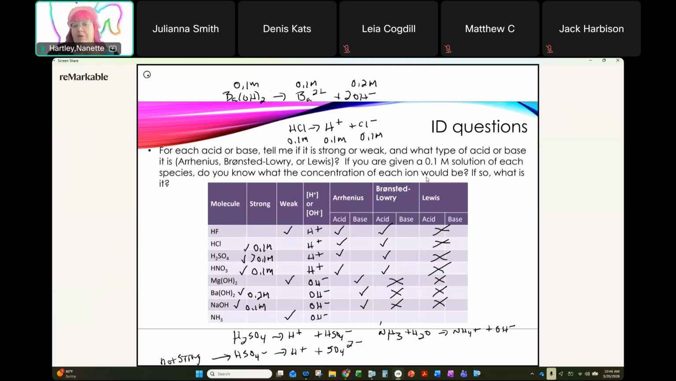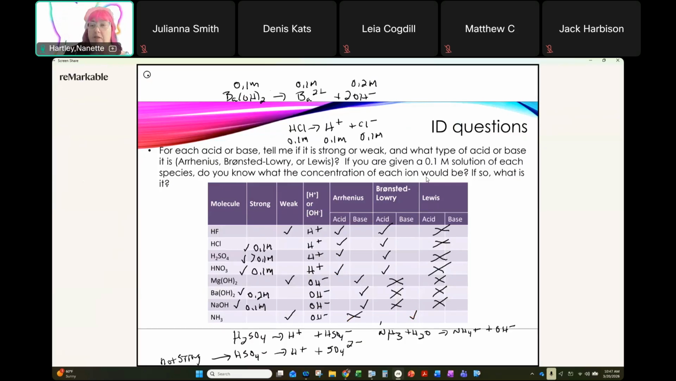NH3 will not come apart, but it does pick up a proton from water. Because of that, it is not an Arrhenius base, because it does not donate OH minus, and that's the definition there. So it doesn't fit that definition. But Bronsted-Lowry says that a base will pick up a proton from something else. And so it does fit the definition of a Bronsted-Lowry base.